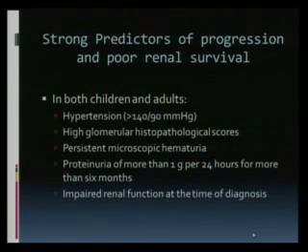So the things that we look at that tell you the patient has progression, or you can say poor renal survival: if the patient has hypertension with a systolic greater than 140, if they have a high histopathological score, the Oxford MEST score that I went over with you, or if they have persistent microscopic hematuria, proteinuria greater than 1 gram for greater than 6 months, or renal impairment. All these things tell you that this patient is likely going to progress and have a poor survival if you don't intervene.